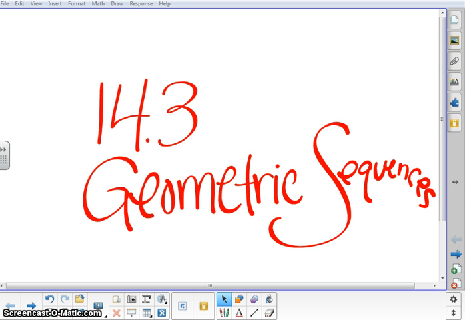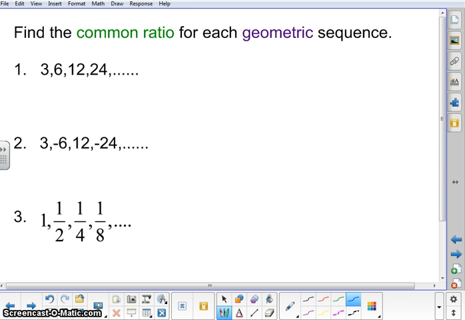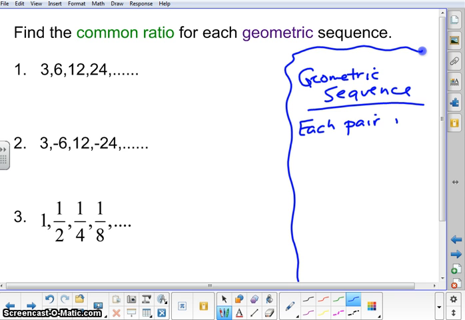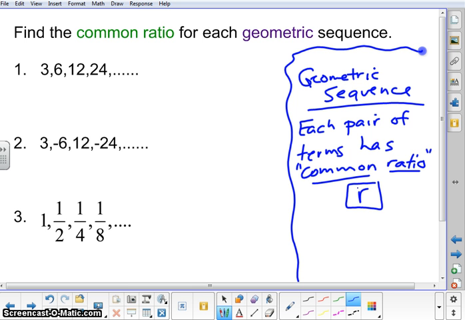Okay, today's 14.3, and it's geometric sequences. First of all, on the right side of your notes, I want you to go ahead and make a little definition box. Let's talk a little bit about geometric sequences and what they do. Basically each pair of terms has a common ratio called R. So anytime you see R, that's referring to the common ratio in a geometric sequence.